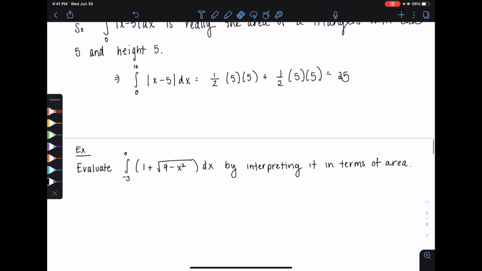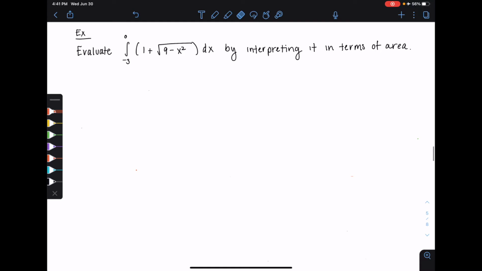Let's try another example doing the same kind of thing. We're going to evaluate this integral by interpreting it in terms of area. This one's a little bit harder because that function's not as clear-cut as to what it is. But I know I'm just going to take my x values between -3 and 0. What I want to do is set that inside equal to y because it's really my function.